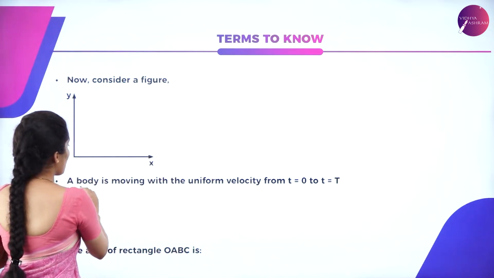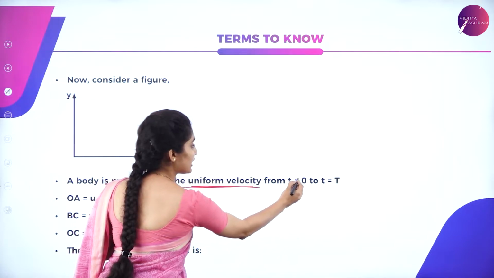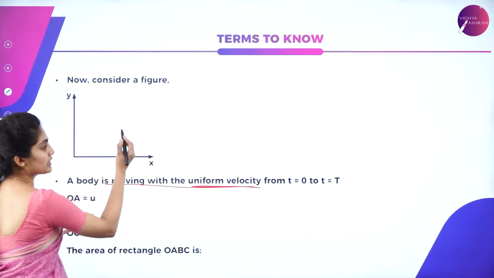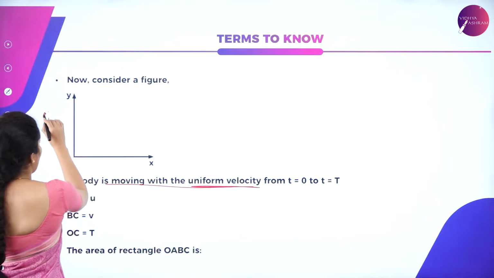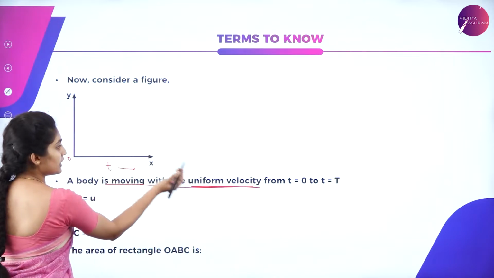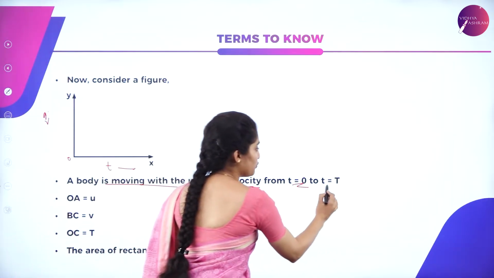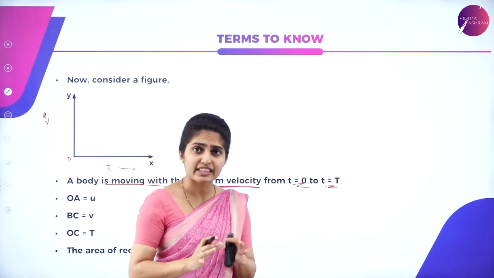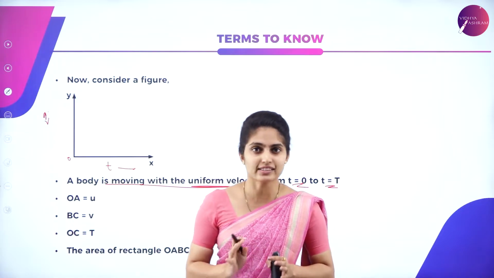Suppose a body is moving with uniform velocity from t equal to 0 to t equal to T seconds. So here there is a velocity and this is the time graph from 0 to a certain interval of time, that is T seconds, from initial time to final time. Time cannot be 0, but the initial time is just considered as 0.